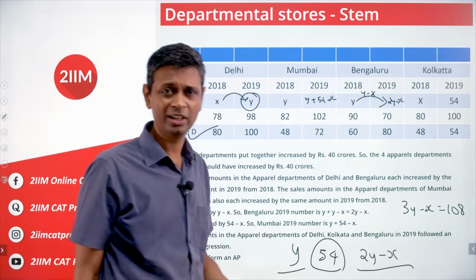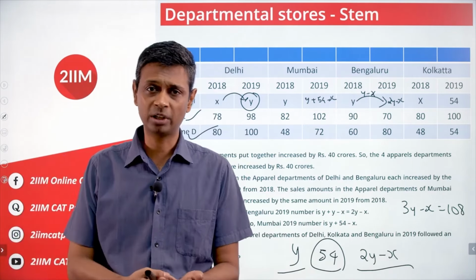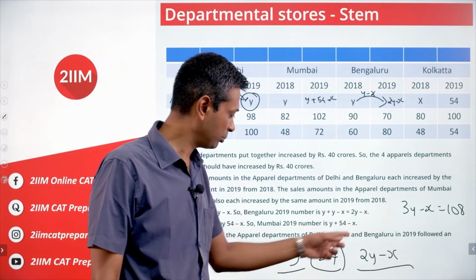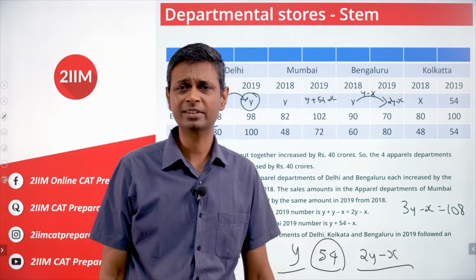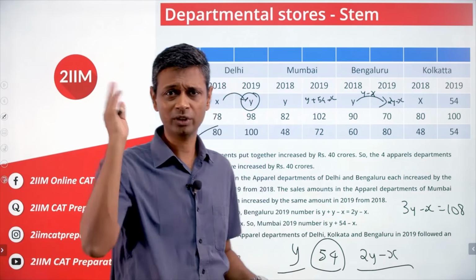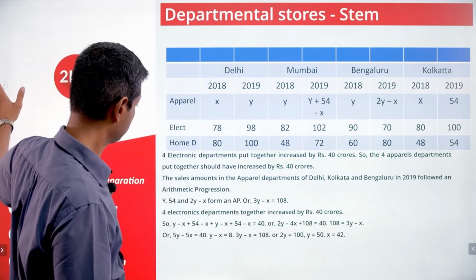Then arithmetic progression, two extreme terms add up to twice the middle term. 54 minus y plus 2y minus x equals 2 times 54, the sum of these two. 3y minus x is 108. Brilliant. We have one more thing linking x and y. We are through. Maybe we will get that.